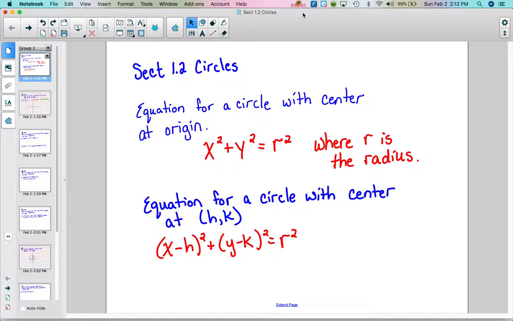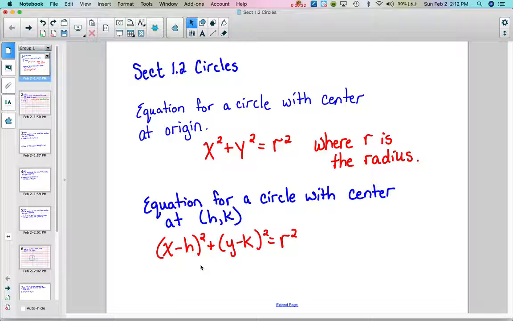Today we'll cover circles, equations of circles. The general equation, if the center is at the origin, is x squared plus y squared equals r squared, where r is the radius. And if the circle has been shifted with a center of (h, k), then we get (x minus h) quantity squared plus (y minus k) quantity squared equals r squared.